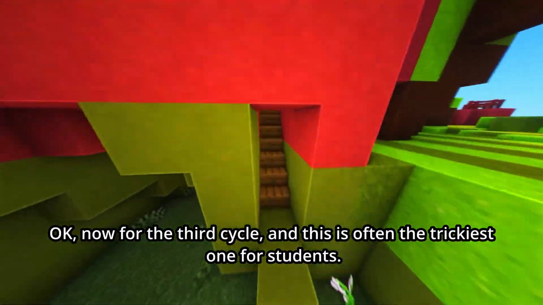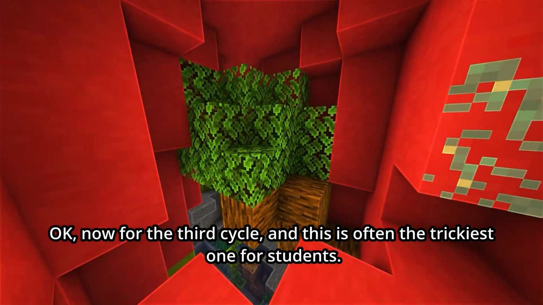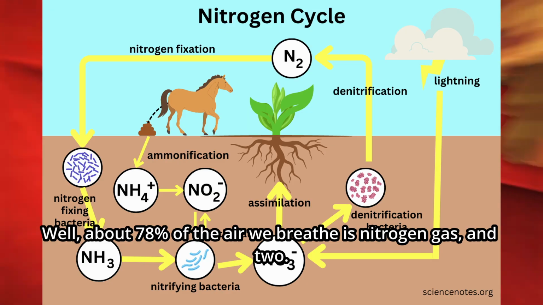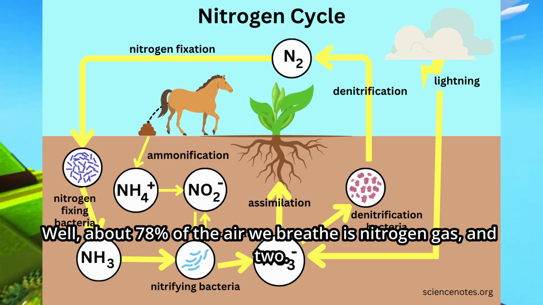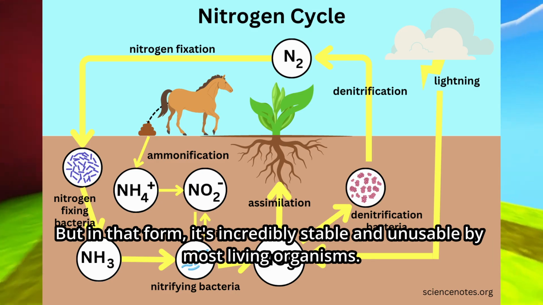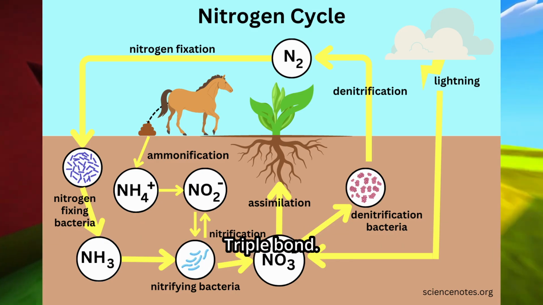Okay, now for the third cycle, and this is often the trickiest one for students. The nitrogen cycle. Why do we care? Well, about 78% of the air we breathe is nitrogen gas, N2, but in that form, it's incredibly stable and unusable by most living organisms. Triple bond, very hard to break.